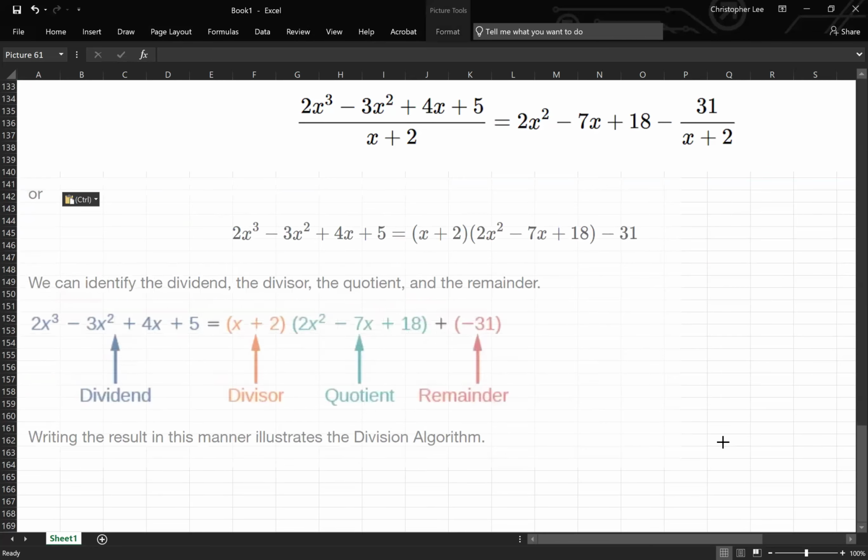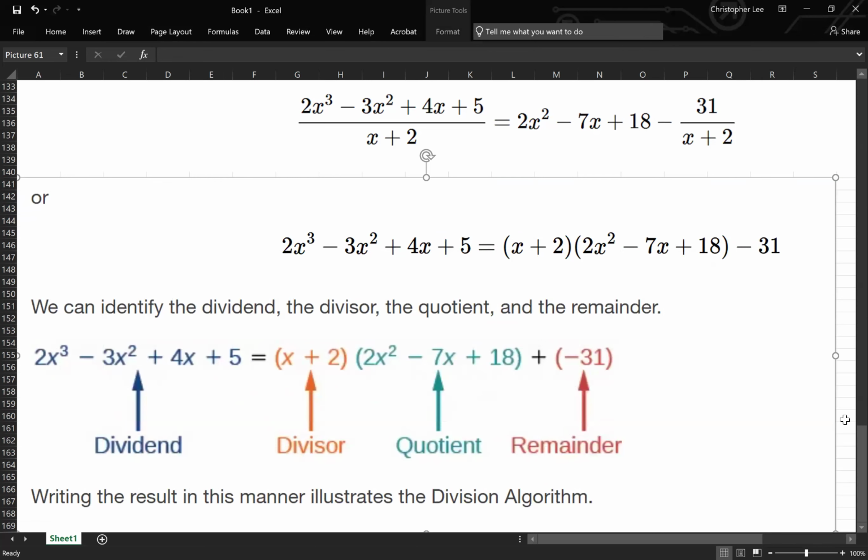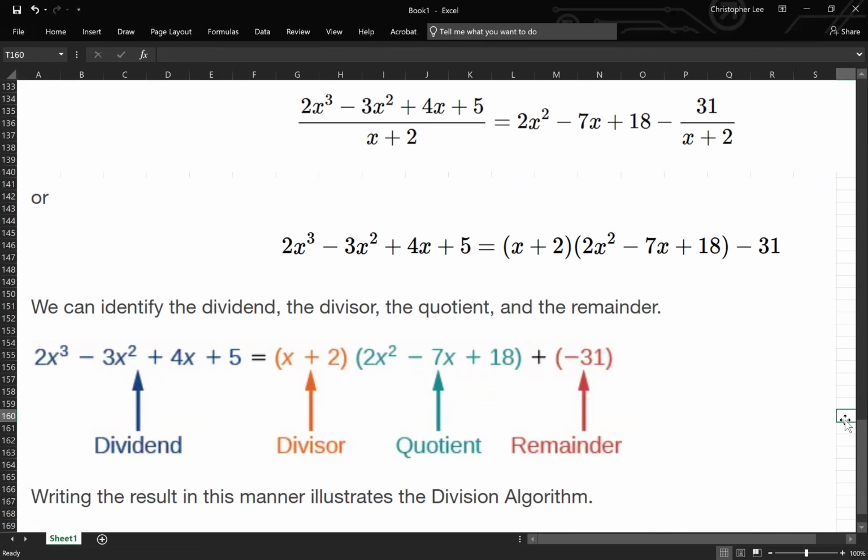So said a little differently, right? We have 2x cubed minus 3x squared plus 4x plus 5. We could also rewrite this as x plus 2 times 2x squared minus 7x plus 18, minus 31, right? So we can identify the dividend as the 2x cubed minus 3x squared plus 4x plus 5. The divisor is x plus 2. The quotient is 2x squared minus 7x plus 18. And our remainder is the negative 31. So this is our division algorithm.